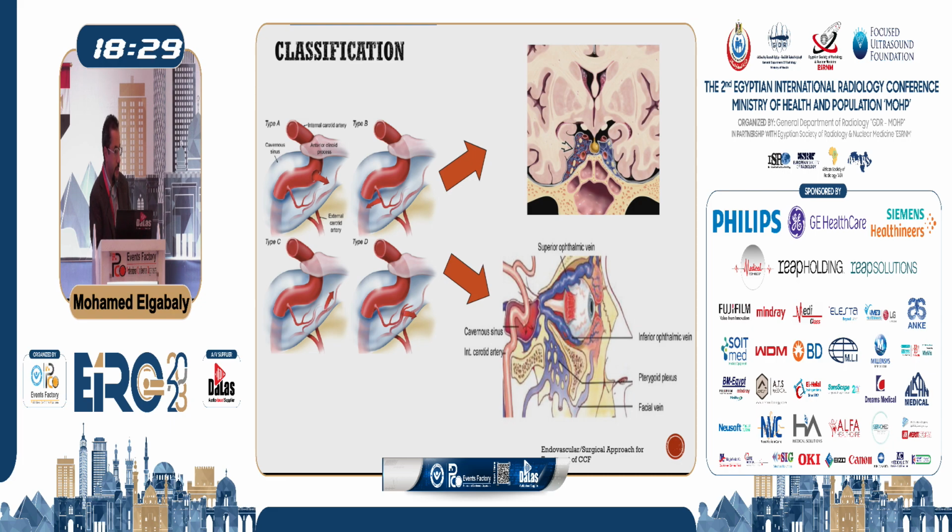You see here type A, which is basically the direct type of fistula, basically a hole in the carotid artery opening up into the cavernous sinus. And then type B, where you have the meningeal branches of the internal carotid artery opening up into the cavernous sinus. Type C is the external carotid artery branches into the cavernous sinus, and type D is the branches of both the internal and external carotid arteries opening into the cavernous sinus.